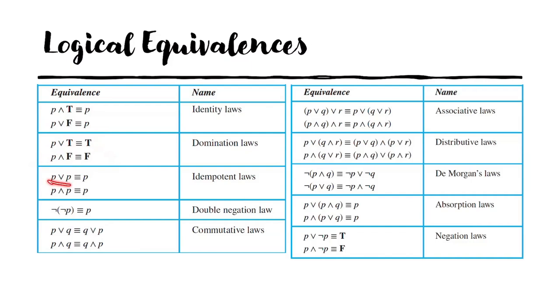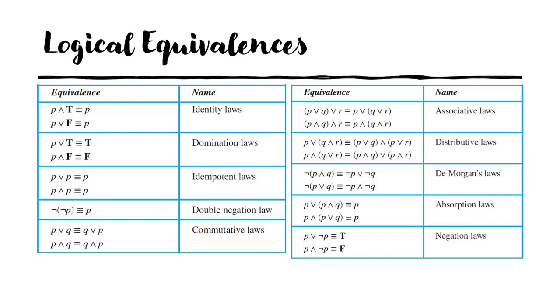Now, when you have P conjunction with P, or P disjunction with P, it will just be equivalent to P. But this is like you saying P and P, or P or P. They are the same. You are talking about the proposition P. Now, when you negate a negation of P, so you have not not P, it will just give you P back. So that's the double negation law.